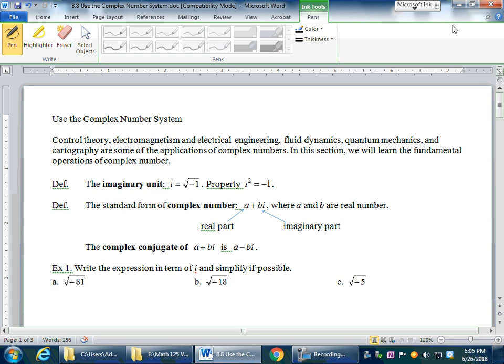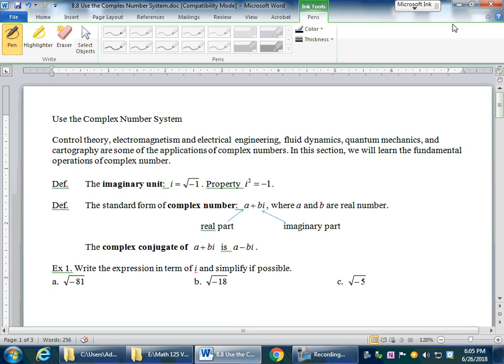What we are interested in for this course is just to be able to do the fundamental operations of complex numbers, meaning how do we add, subtract, multiply, divide. First, we're going to have to look at the definitions. The imaginary unit is the square root of -1. We denote it with i, so it has the property that i squared is equal to -1.